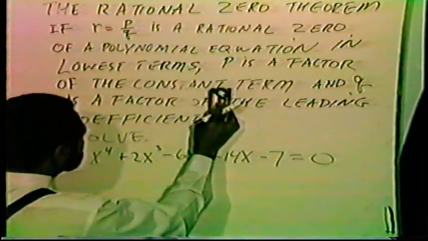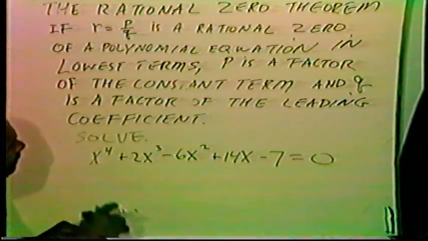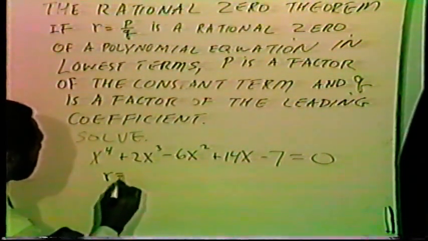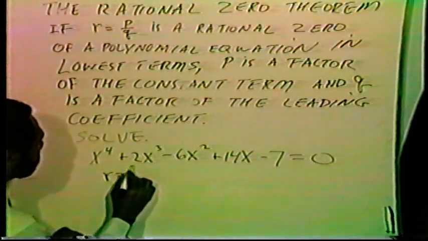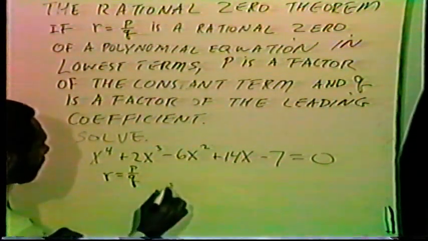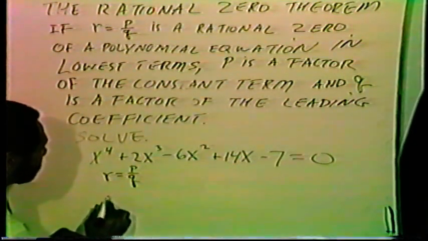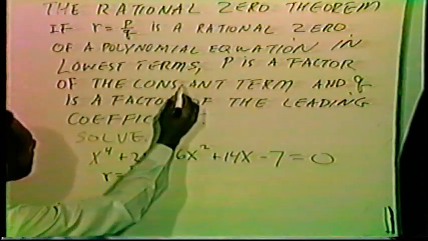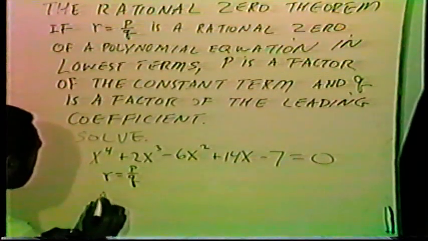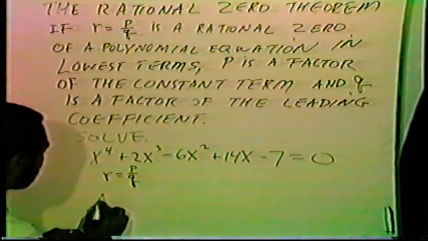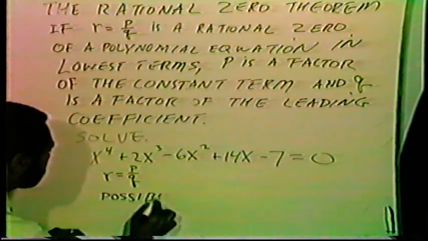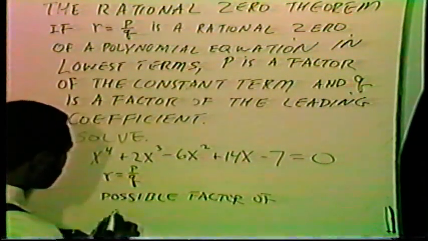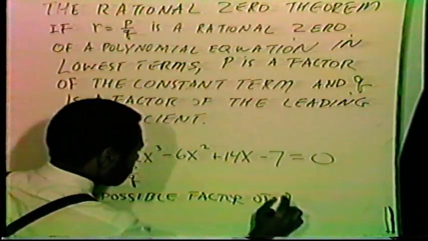So we can write down the possible rational roots for the numerator. We know that the rational roots are in the form r equals p over q, and we know that p is a factor of the constant term. So that means that for p, we write down the possible factors of the numerator. Possible factors of p.